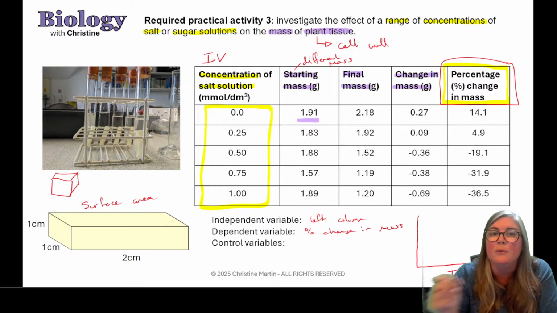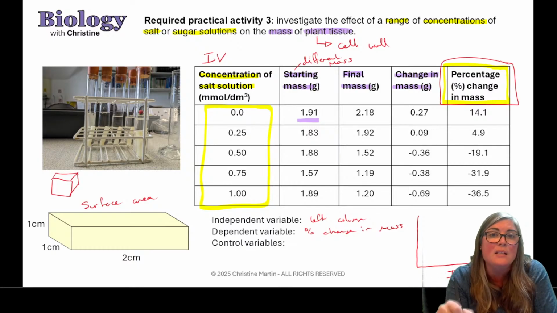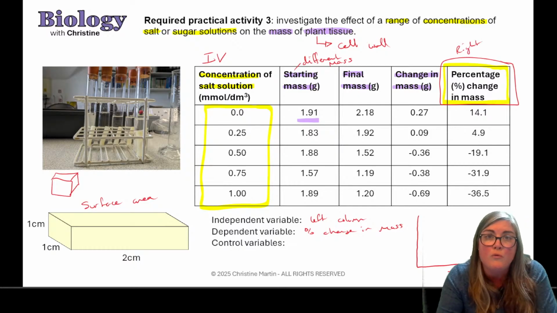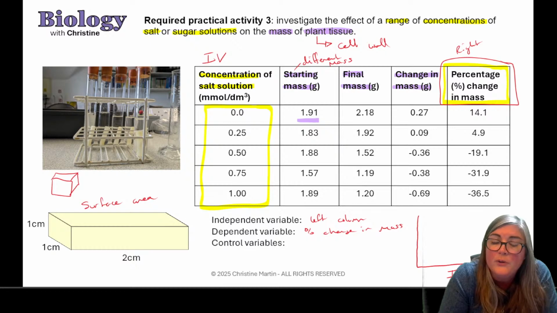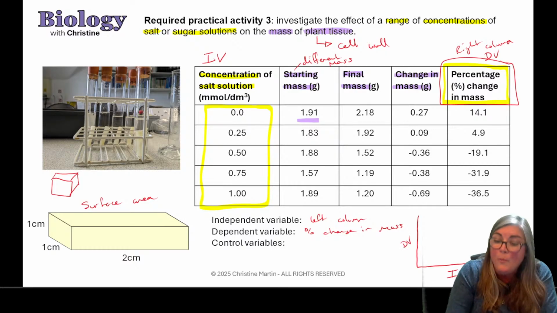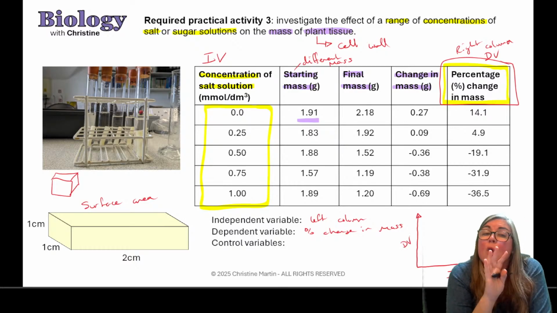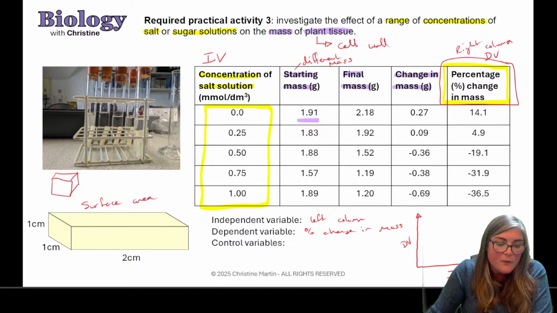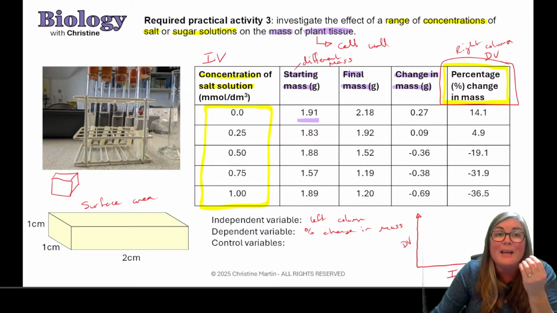So the dependent variable, the percentage change in mass, is always, or should be, found in the right side column of your table. So the right column in the table should be my dependent variable. If I'm looking at a graph, it would be on my y-axis. So whatever they give you, whether it's a table of results or whether it is a graph, make sure you're looking at the information that's been given to you so that you can give the right information and get those marks.